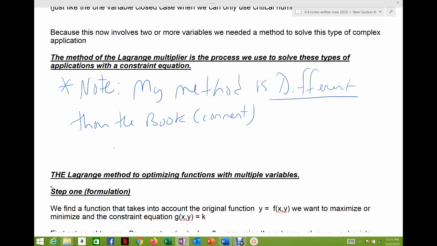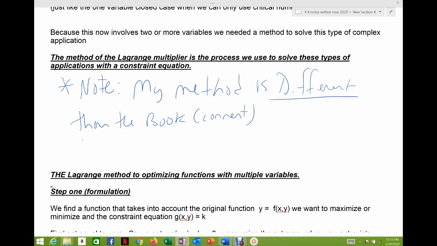I use a method where I do set up an algebraic equation, a system, but I set it up in a way where I can use a matrix. I can plug it into technology and solve it for me. All right, so that's why I prefer my method, although, like I said, both methods are perfectly valid.